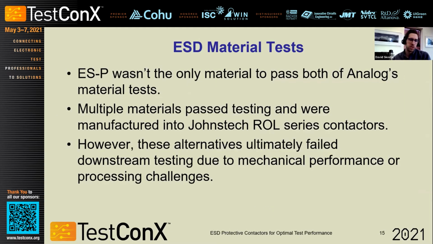So multiple materials met the requirements for the ESD material related tests. Some of those materials were also manufactured into roll contactors, but based on downstream testing, we determined that for mechanical reasons or processing challenges, those were not selected. Additionally, we encountered a material where the surface resistivity passed based on the blank as it was formed, but upon milling into the blank, we found variation in the surface resistivity, so we avoided that material.